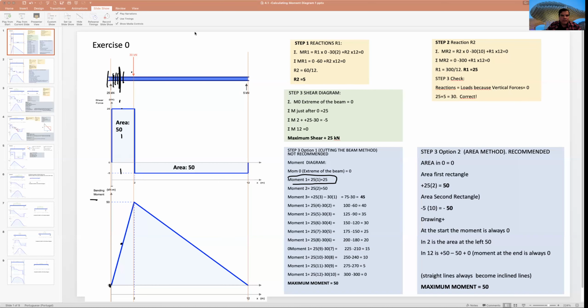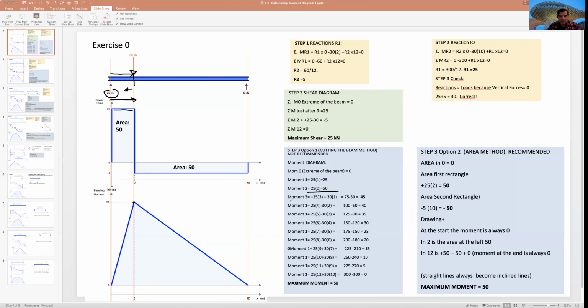I got it. If I cut the beam just before the 30 in 2, how much will the moment be? The moment will be what I have at the left, 25 multiplied by 2, because remember, shear is the summation of vertical forces. That's why here it is 25. But moment is force multiplied by distance. 25 needs to be multiplied by this distance, that is 2. 25 by 2 is 50. Well, I just write 25 by 2 and I plot it here.